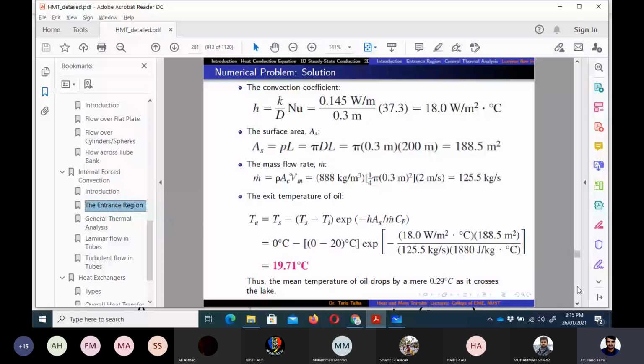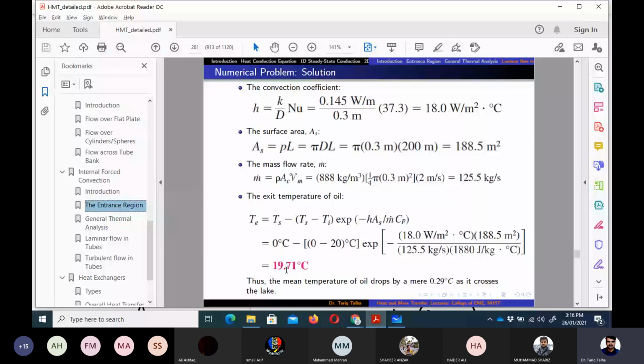If we put in the values of Cp, one thing I just wanted to tell you is that in one of your quizzes, I gave the value in kilojoule, so you use that value as it is, but it should be used in joule. I can also write it as 1.8 kilojoule, but the values need to be used in joule per kg centigrade, not in kilojoule. So if we put in the values, the exit temperature of the oil comes out to be 19.71 degrees centigrade.